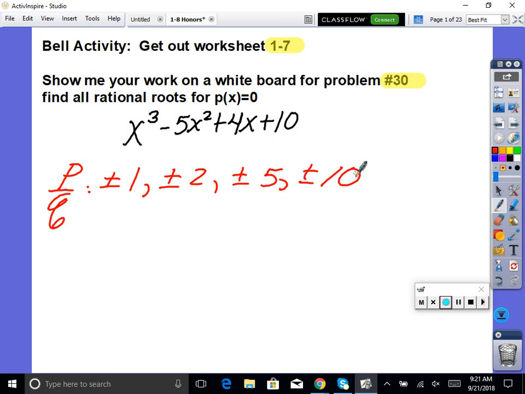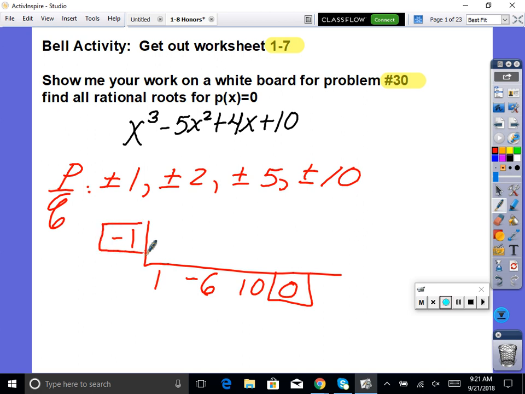So it says, show me, you guys just tell me, what were the possible rational roots? And then when you were testing, which one actually worked? So you did -1 and you got a new set of numbers down here. What were they? 1, -6, 6 times 0. Perfect. So you knew the remainder was 0. That's how you knew it was a 0. So -1 was a rational root.